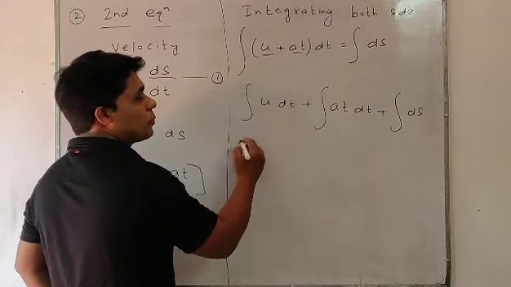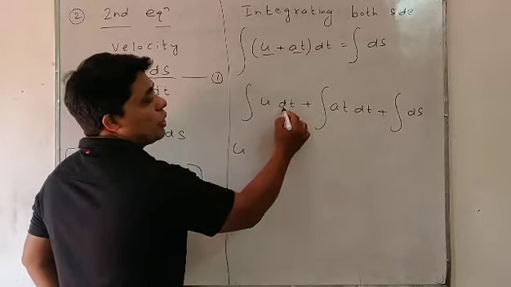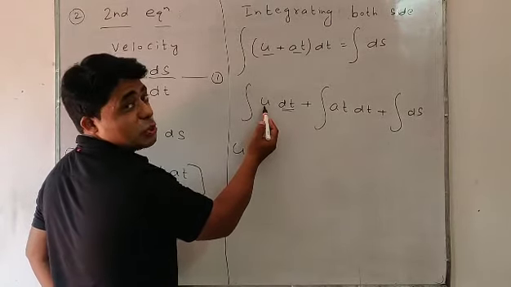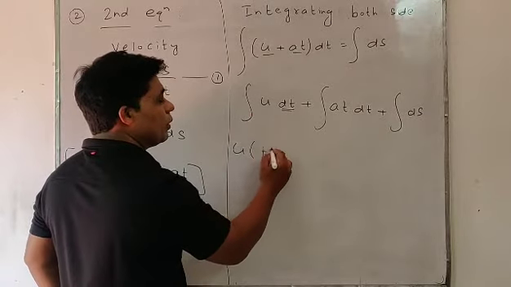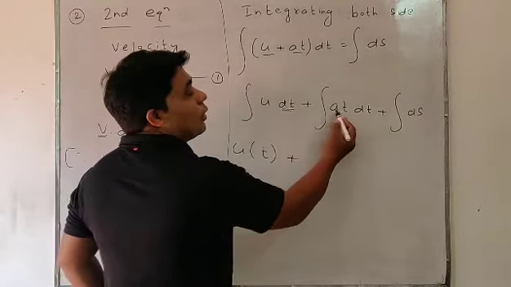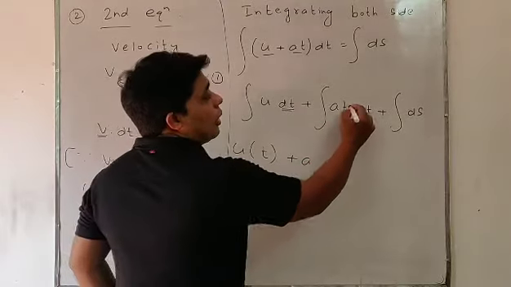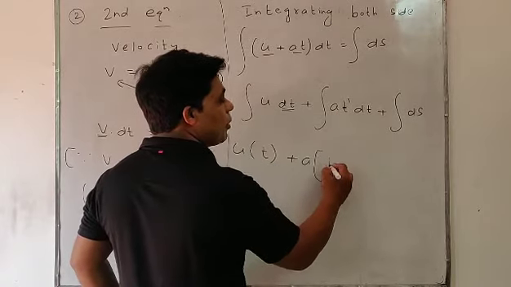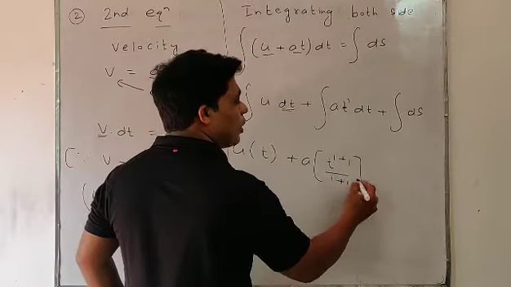U is constant, so it comes outside, because this time we have to do integration with respect to time. This is time, and this is velocity. So velocity comes outside, and integration of dt will be t. A comes outside, and t remains inside. Which formula is applicable? x to the power n plus 1 upon n plus 1.